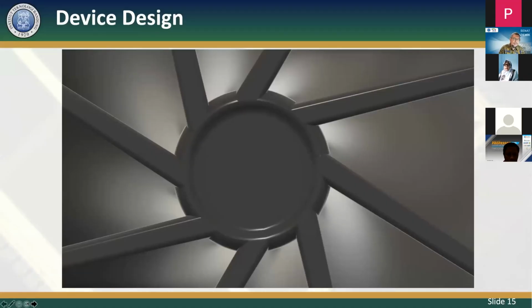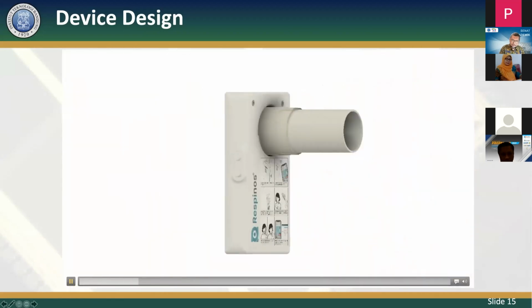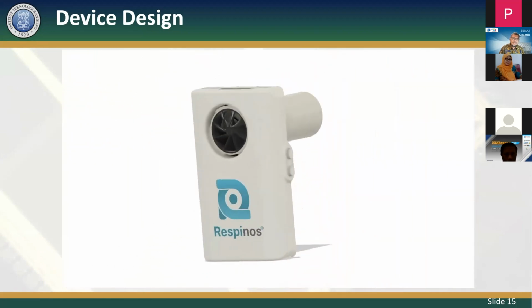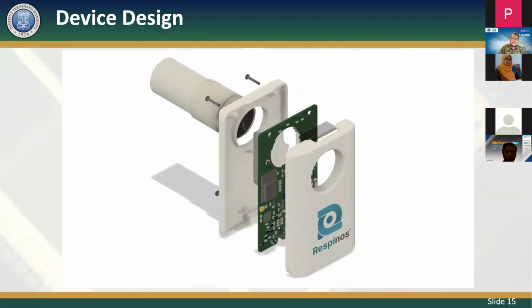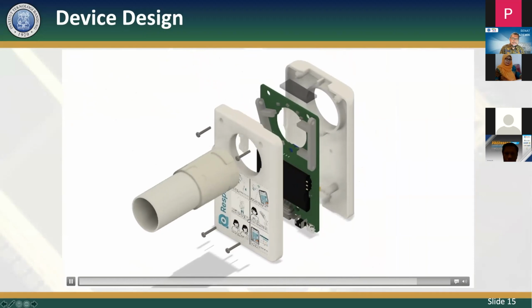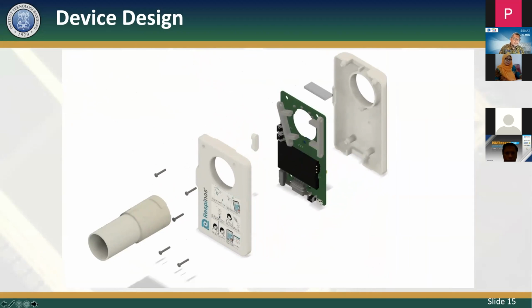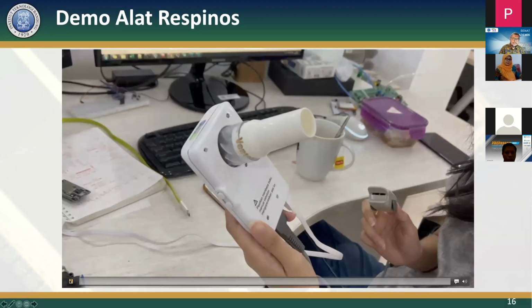Okay, I would like to show the design that we have made for this device. This is a three-dimensional design. So this is the device. If we open it, you can see that there is a PCB, battery, and then this encoder, decoder for the rotation detection. And this is when the device is already finished.